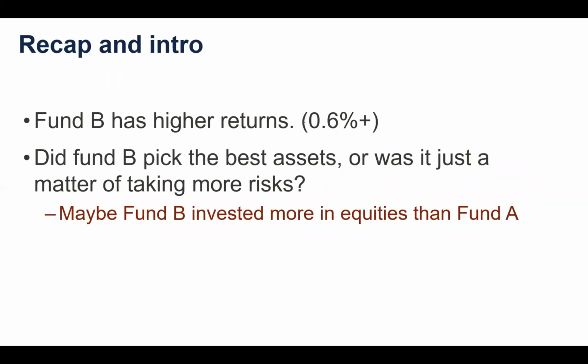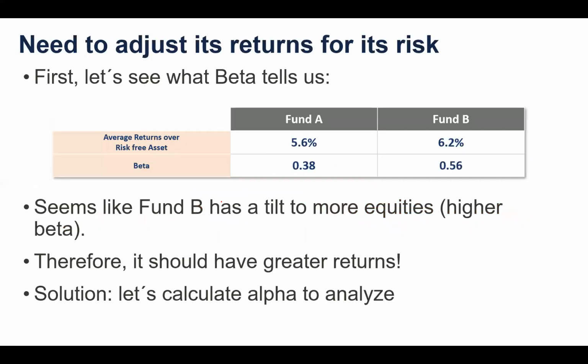So 0.6% here. However, did Fund B perform better because it picked the best assets, or because the management team picked better stocks, for instance? Or was it just a matter of taking more risk? Maybe their returns were greater simply because their proportion invested in equities was greater than in Fund A. So how do we account for that? To do that, we need to account for risk.